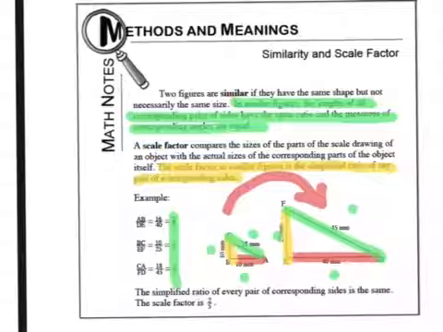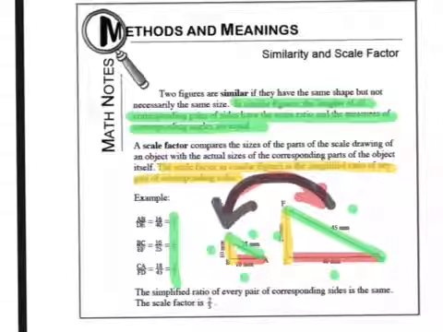So notice that the ratio of the corresponding sides is the same for all three pairs of sides, which means my scale factor, or my multiplier, was 2/5. So I actually went from the larger one to the smaller one, the reverse of what I was saying at the beginning.